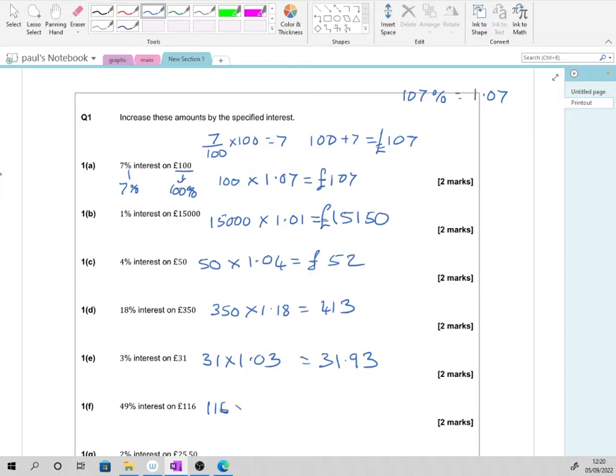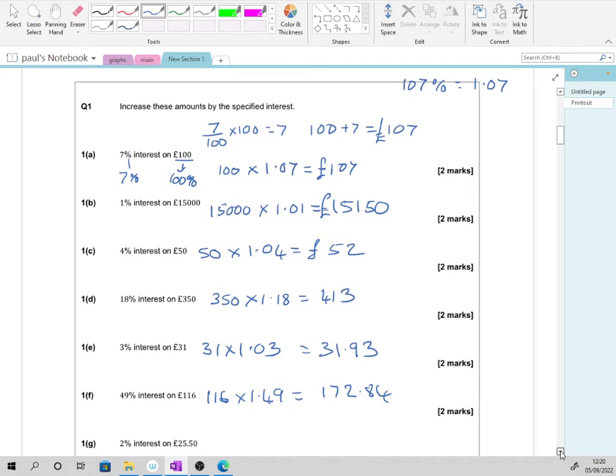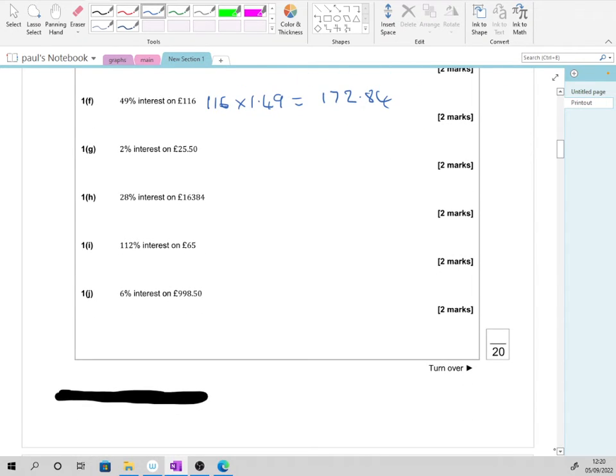116 times 1.49 equals 172.84. Much quicker, yeah? We're still adding it on, yeah? So 25.50 times 1.02 is £26 and a penny.